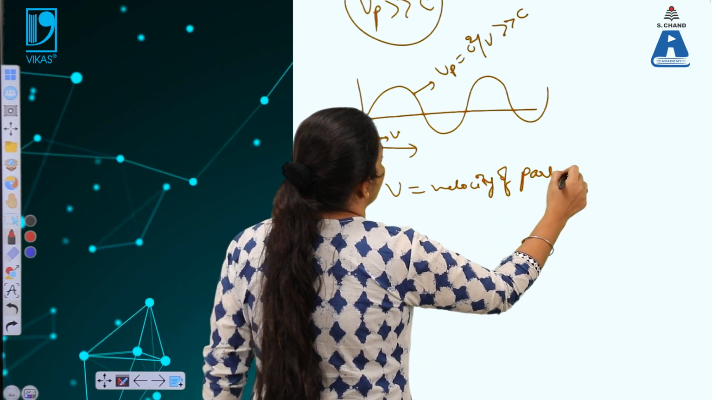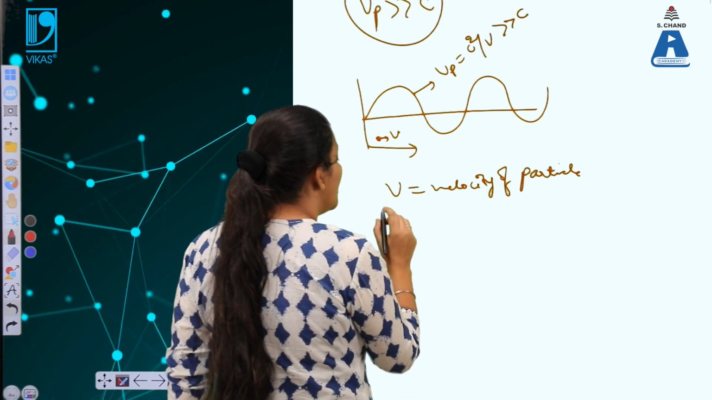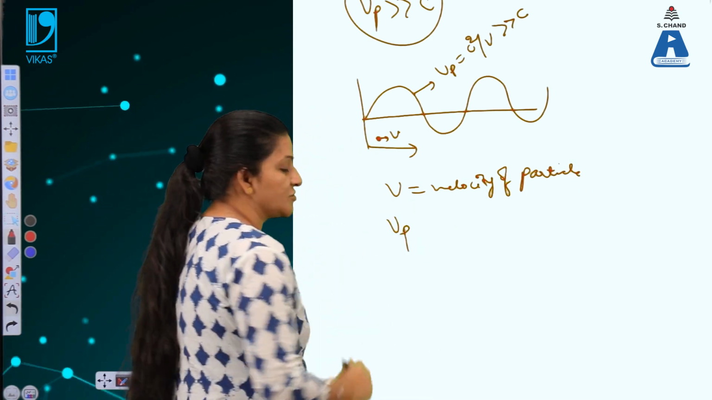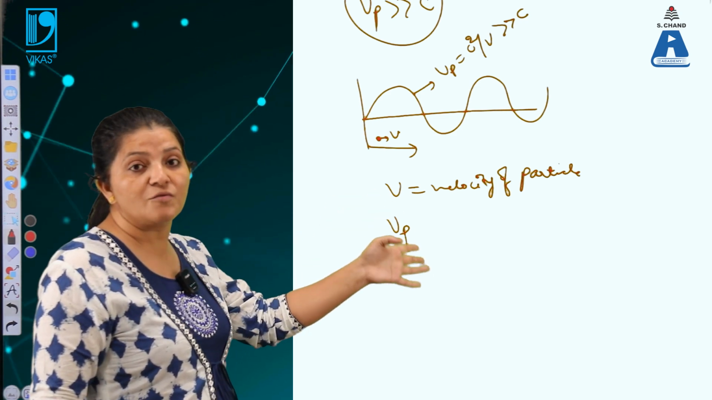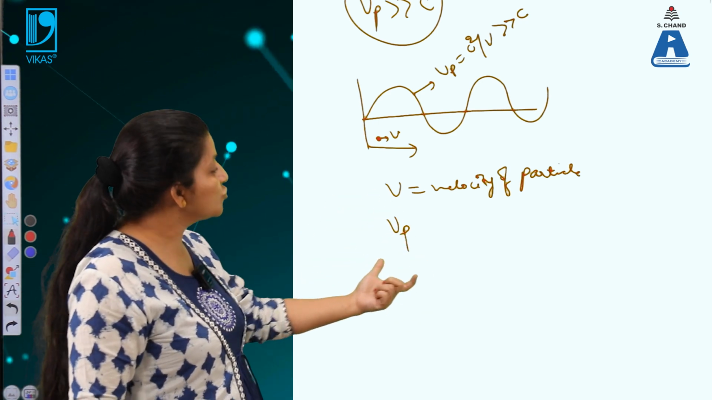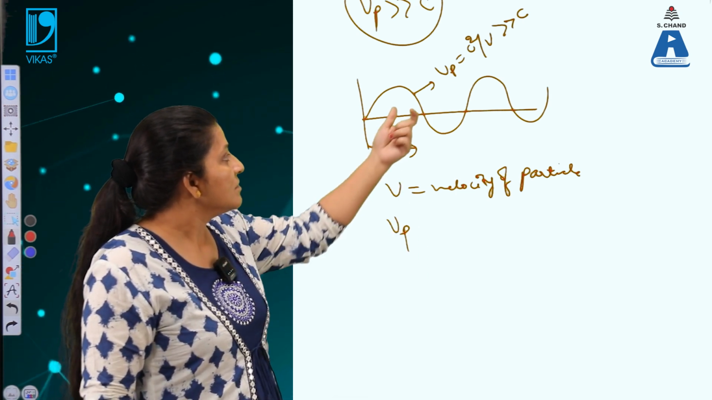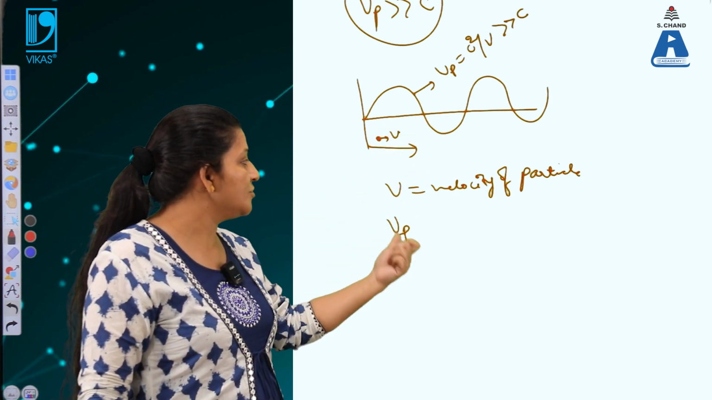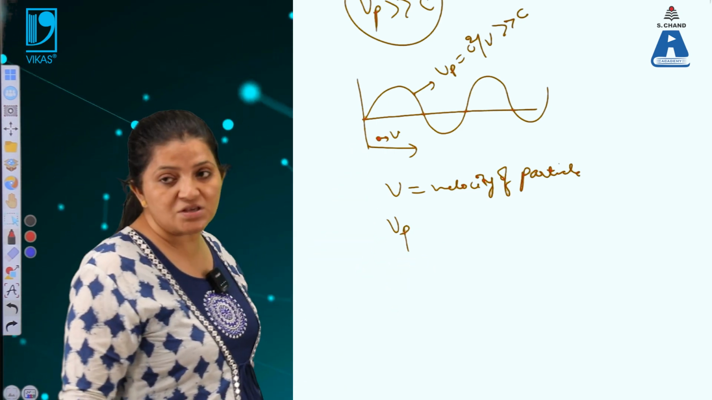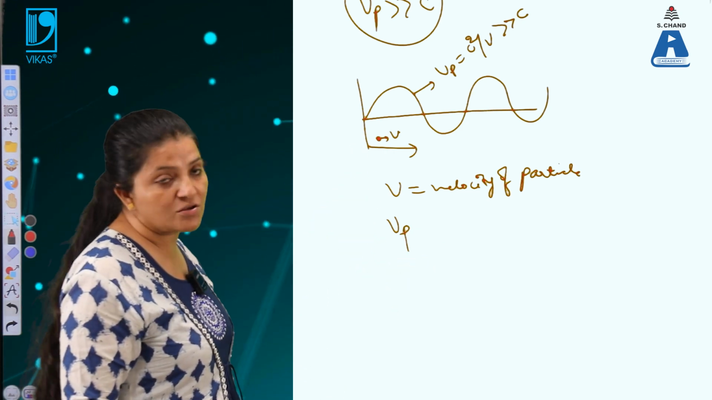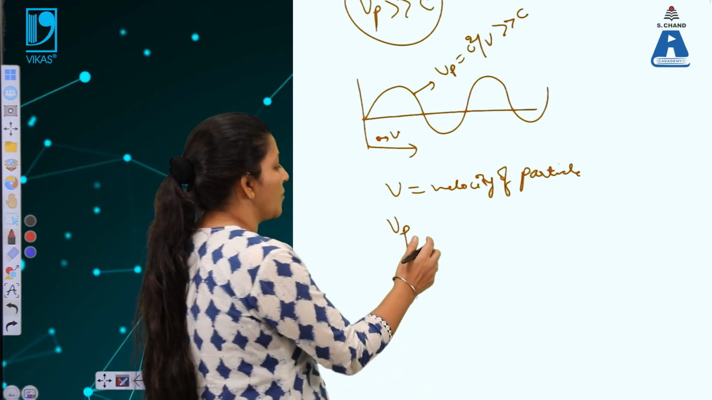That means a particle is moving with velocity v, then the phase velocity. What is phase velocity? That is the wave which is associated with the particle. It has to be according to the velocity of the particle. So it can never be more than c. It can never be more than the velocity of light. So that is not possible.